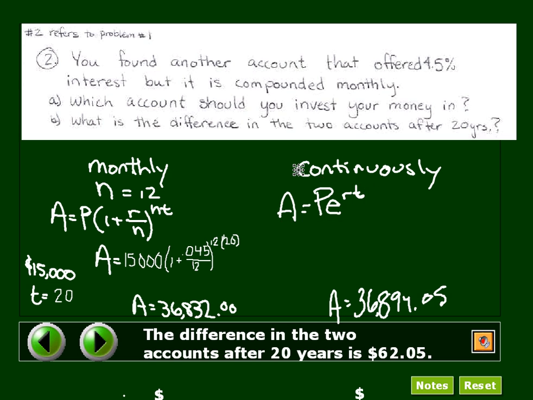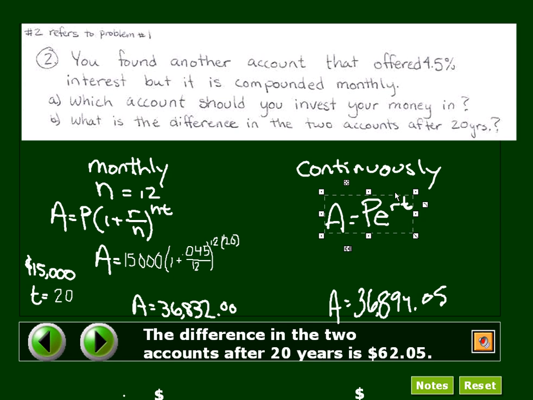Okay, so if you're compounding continuously, using this formula here, and if we're compounding monthly, then we're going to use this formula here. So our n is 12. So we plug in 12 for n, change our rate to decimal, 2 places to the left. Principal, 12, and I asked, well, after 20 years, what's the difference in the two accounts? So I find how much in this account, find how much would be in this account.